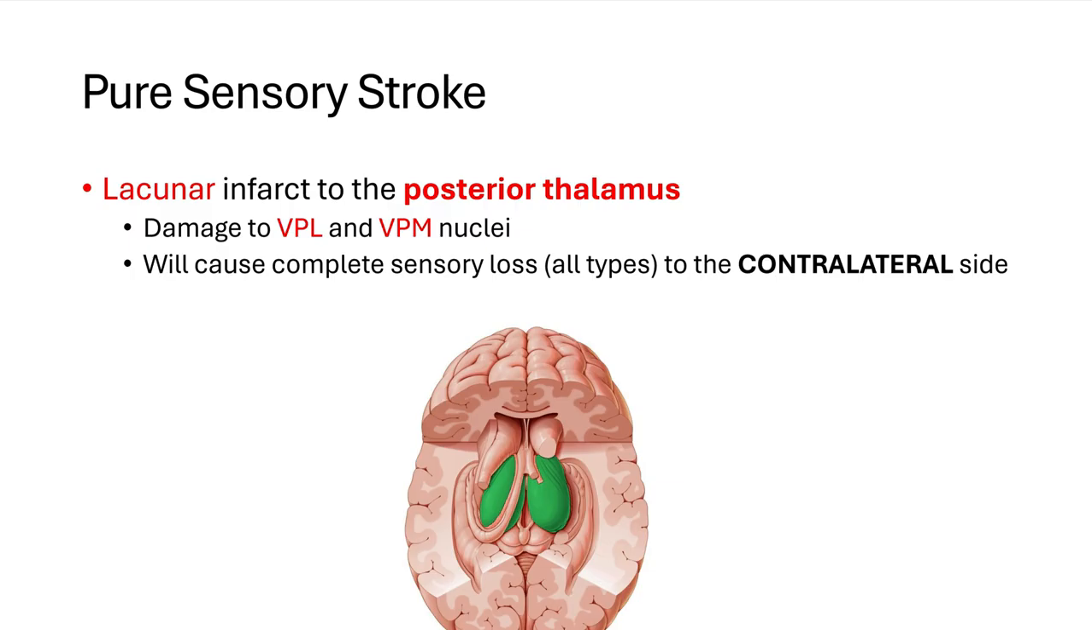And last but not least will be the pure sensory stroke. This is also due to a lacunar infarct, but typically of the posterior thalamus. The thalamus is very important for regulating all different types of sensation in the body. In this case, when you damage the posterior thalamus, as we see here, this is the thalamus on imaging, this damages the VPL and VPM nuclei, receiving sensory information from the contralateral body. So this damages both these nuclei, and this can cause complete sensory loss of all types, vibration, sharp pain, dull pain, etc., to the contralateral side.